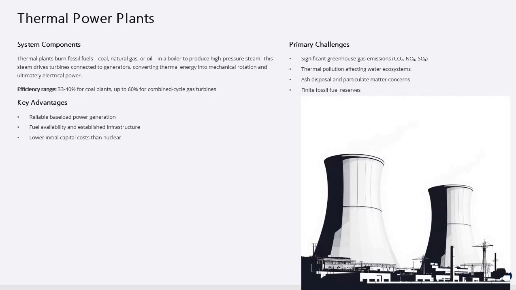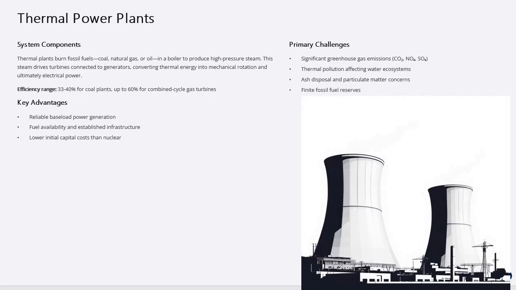We discuss the thermal power plant. The thermal power plant mainly uses fossil fuels, coal, natural gas, and oil, in a boiler to produce high pressure steam. The steam drives the turbine connected to the generator, converting the thermal energy into mechanical rotation. Then the mechanical rotational energy is converted by the generator to produce electrical power. Efficiency generally ranges from 30 to 40% for the coal plant, up to 60% for combined cycle gas turbines.